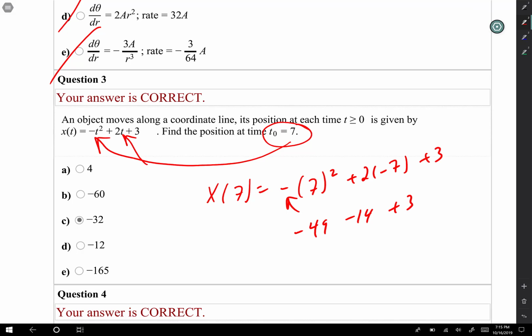No. Now, let me read it again. An object moves along the coordinate line. Its position at each time t greater than or equal to 0 is given by x of t. Find the position at time t equals 7.